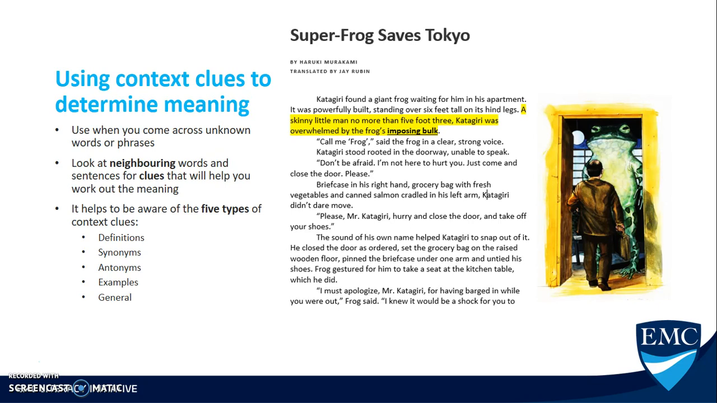In this video, I'm going to be using examples from Haruki Murakami's Super Frog Saves Tokyo, a short story about a frog who comes to a man and says that he needs his help in preventing an earthquake from destroying the city of Tokyo in Japan.